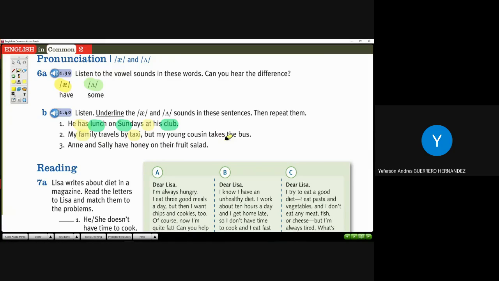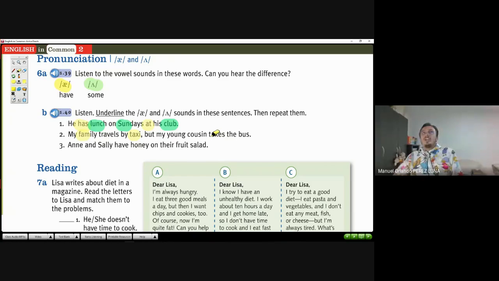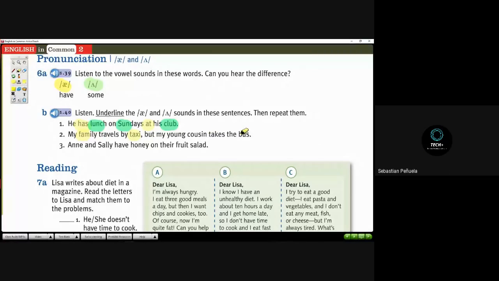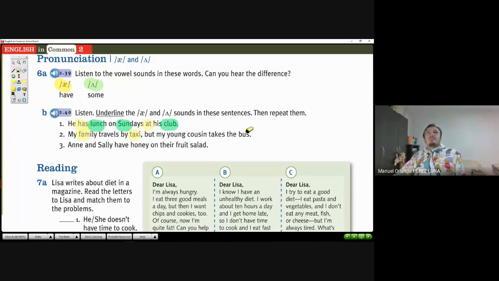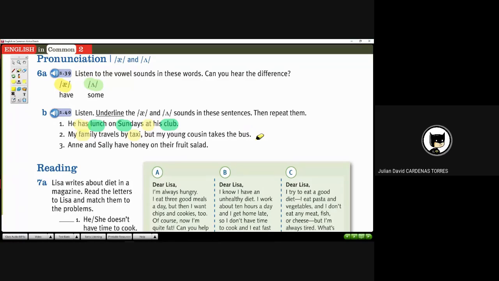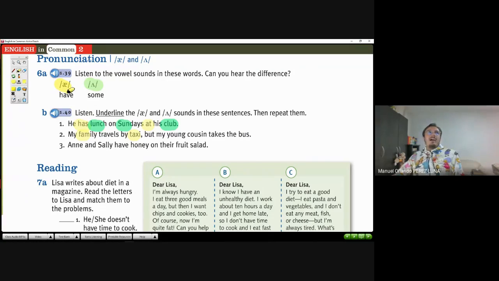Takes, no, ahí no tenemos sonido de A. Esta suena A, takes. No cumple la regla. Takes the bus. Bus, we say it with an open a, okay? So let's go with the green ones. Any green could work with this. So my family, but my young cousin takes the bus.